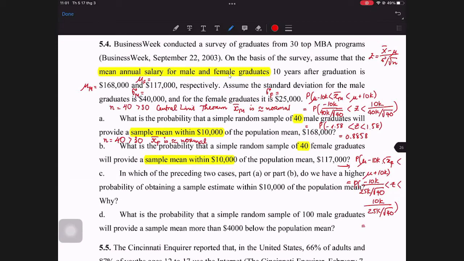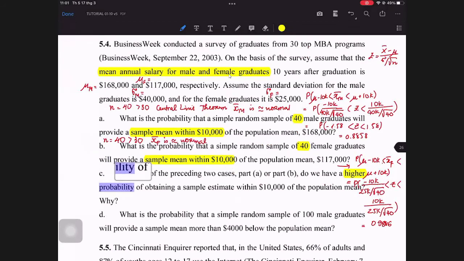So we can just find these probabilities here and give you the value, and then you can double check it yourself. 0.9886. Okay. So for question C, in which of the preceding two cases do we have higher probability of obtaining the sample estimate within 10,000? Obviously, female has higher probability. The probability for female is 98%. The probability for male is 88%. So obviously, for female is higher.